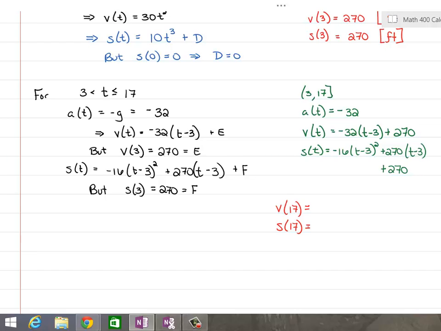All right, velocity is just negative 32 times 14 plus 270. So I get a negative 178. Again, that's feet per second, so it's actually falling. That should make sense. And then the position: negative 16 times 14 squared plus 270 times 14 plus 270. It'll be 914 feet in the air at that time.